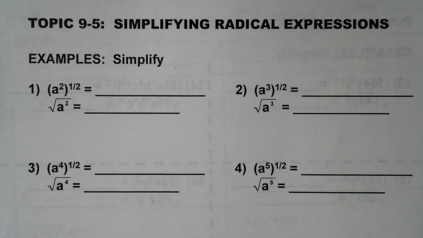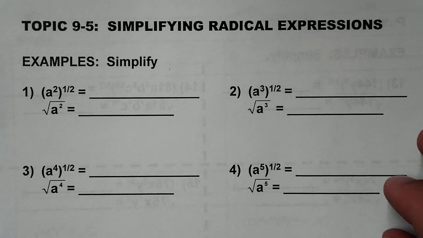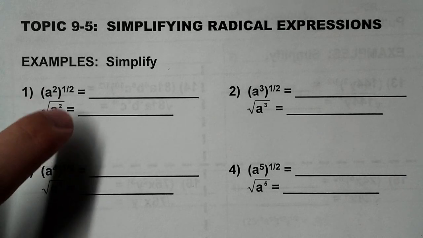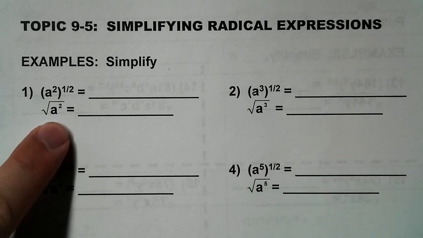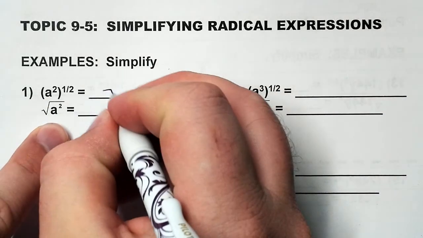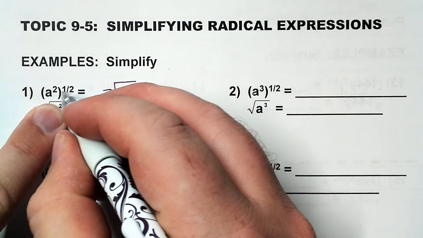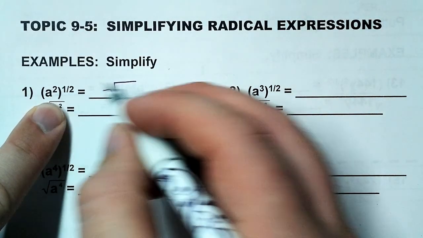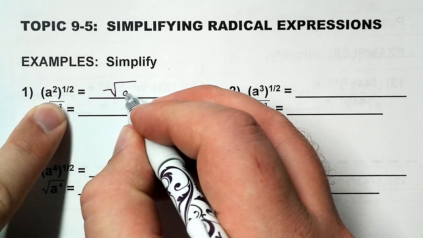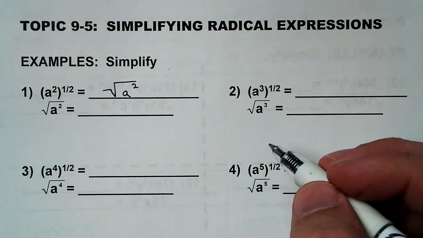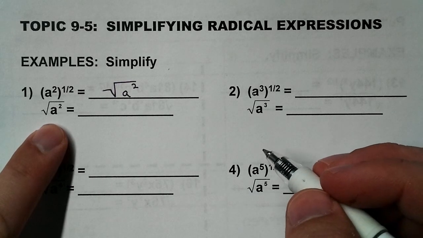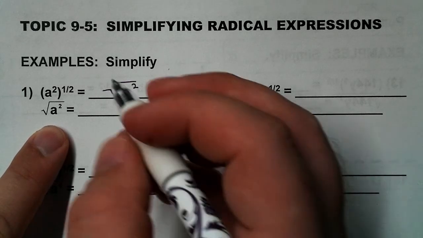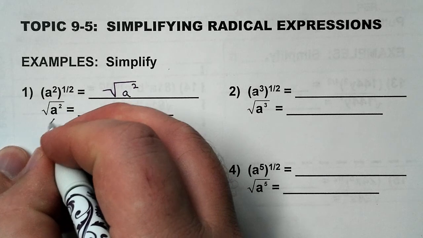Morning class. Today's video we're going to go over simplifying radical expressions when we have exponents of 1/2. So anything raised to the 1/2 power can be rewritten as the square root of everything inside. So a squared raised to the 1/2 is the same as the square root of a squared. Well, now let's ask ourselves, a squared, how would I get that? That would just be multiplying a times a, right?